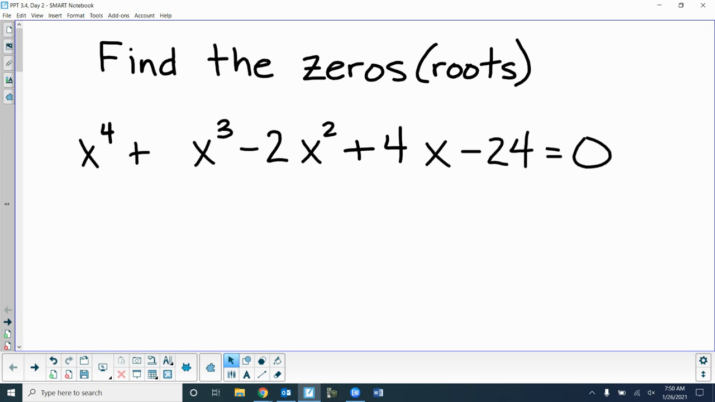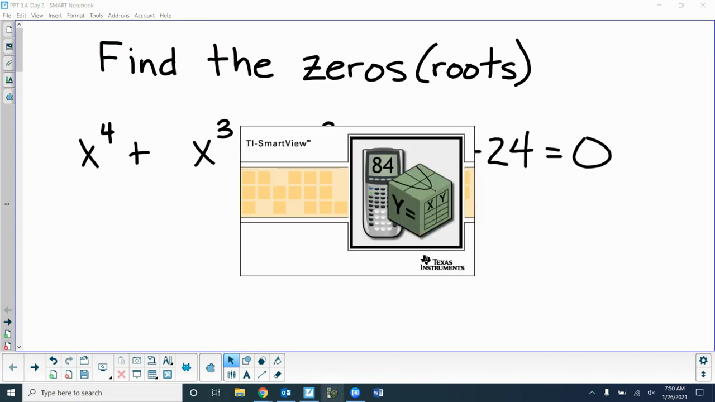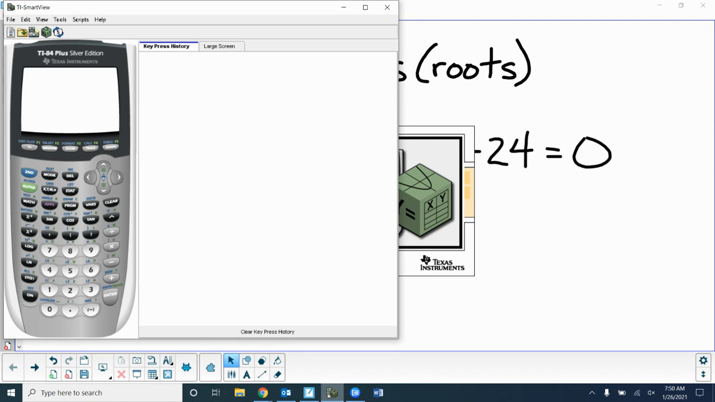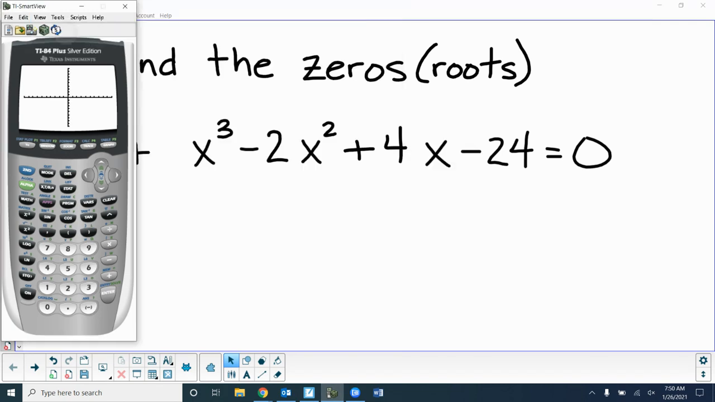So we're going to use our calculator to find these roots. See what happens. Can we see all of them? How many are we supposed to see? 4 of them, right? So you go to your y equals x to the 4th plus x cubed minus 2x squared plus 4x minus 24.